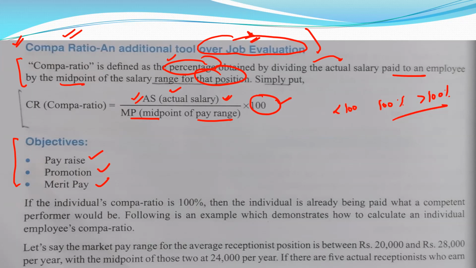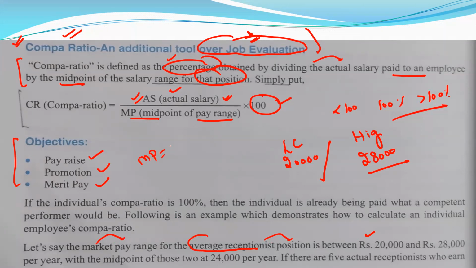So now let's discuss how we can calculate an individual employee's Compa Ratio. Let's say the market pay range for the average receptionist position is between 20,000 and 28,000 per year, the lowest being 20,000 and the highest 28,000. The midpoint we calculate as 20,000 plus 28,000 upon 2, so 48,000 by 2, which is 24,000 per year.